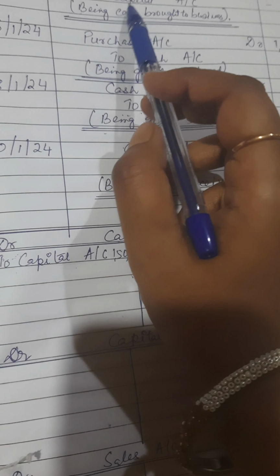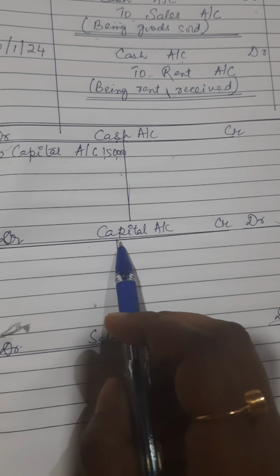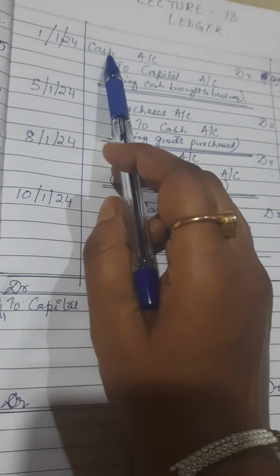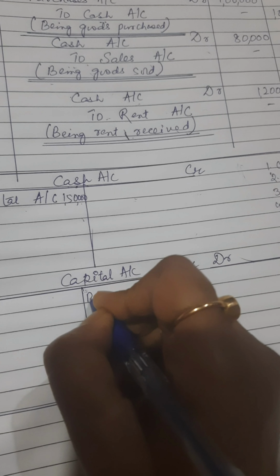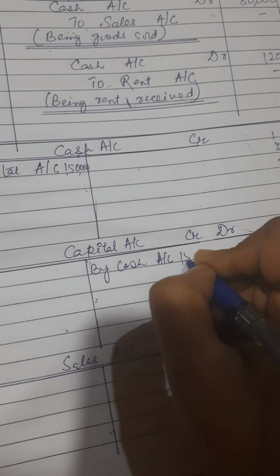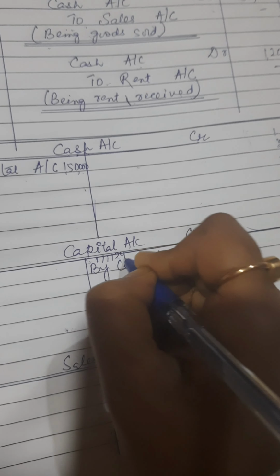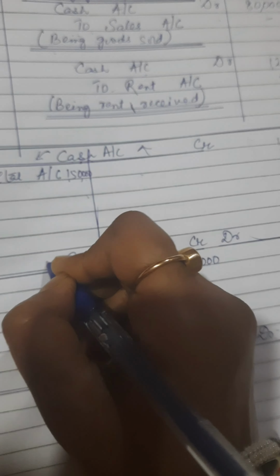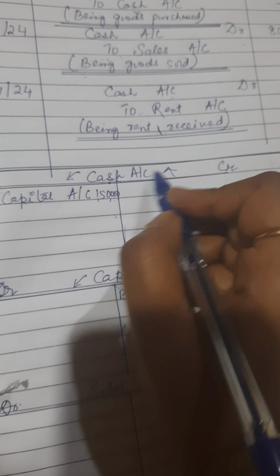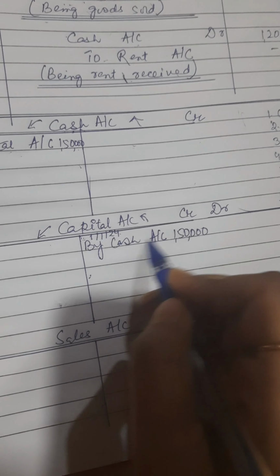Let's go to the next one, that is capital account. Cash is over, now we will go to capital account. This is my capital account. Capital is on the credit side, so to see what is on the 'By' side, the 'By' side is cash account. So I'll write 'By cash account'. How much? 1,50,000. This is again 1st January 24. Give the date as per the format. The arrow goes like this. Cash account debit to capital account. Here also the arrow comes from here, cash account debit to capital account.